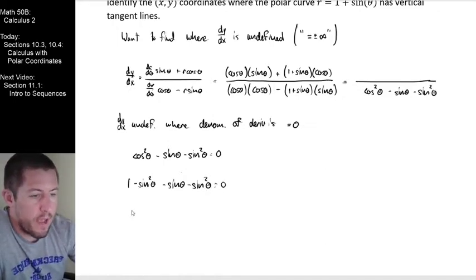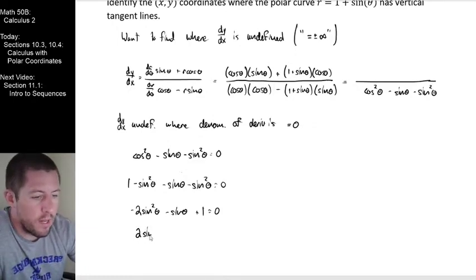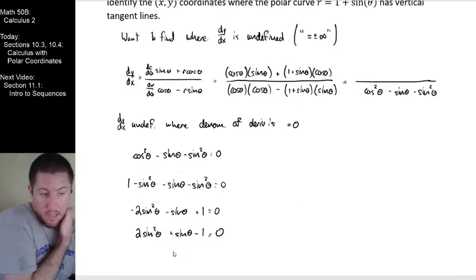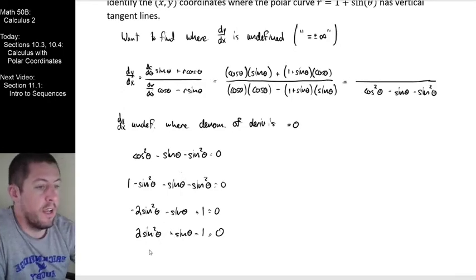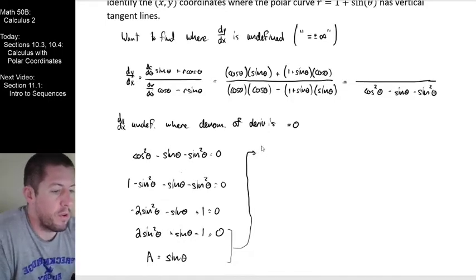I do a little bit of simplifying. Negative 2 sine squared of theta minus sine theta plus 1 equals 0. I hate having a negative on my leading coefficient, so I'm just going to run a negative through. Now I could make a variable substitution here. Let's let a be sine theta for the moment, and see if we can solve for the locations of interest.